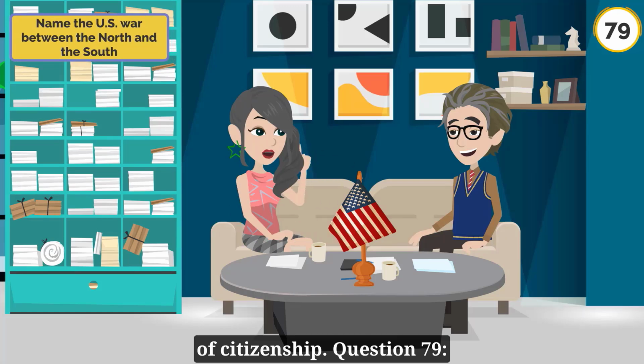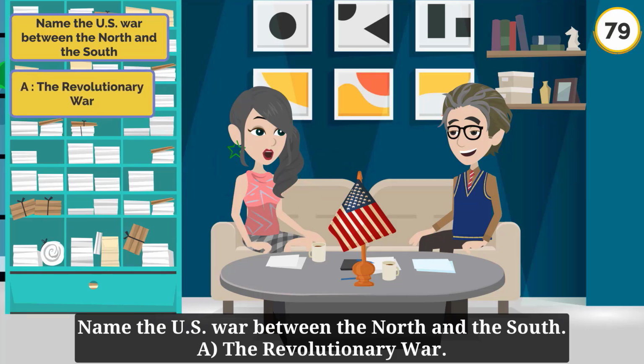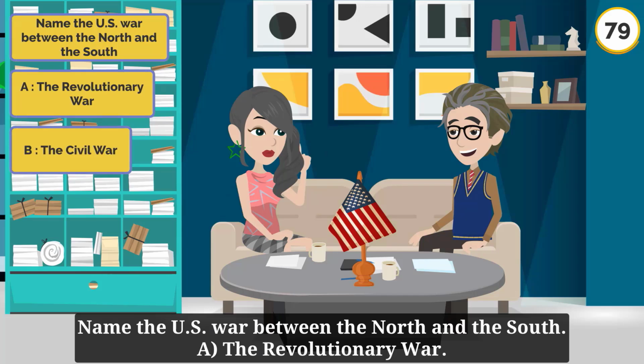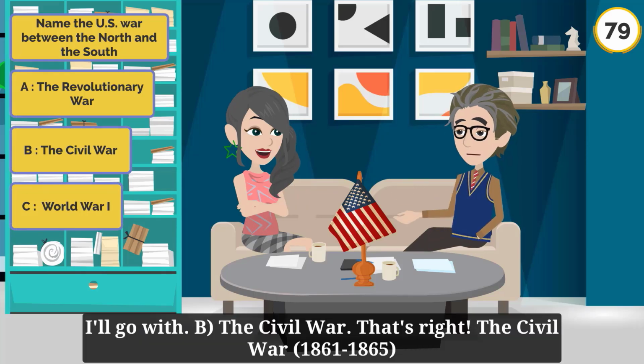Question 79. Name the U.S. war between the North and the South. A. The Revolutionary War. B. The Civil War. C. World War I. I'll go with B. The Civil War.